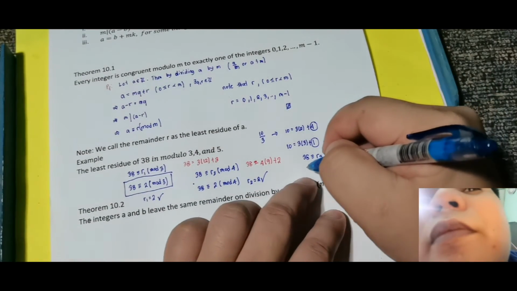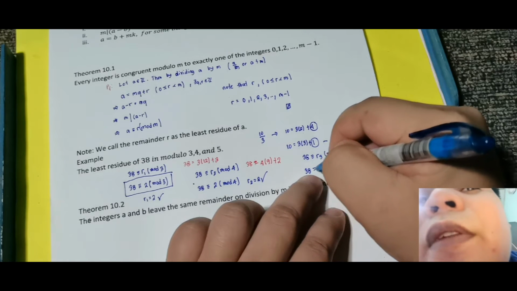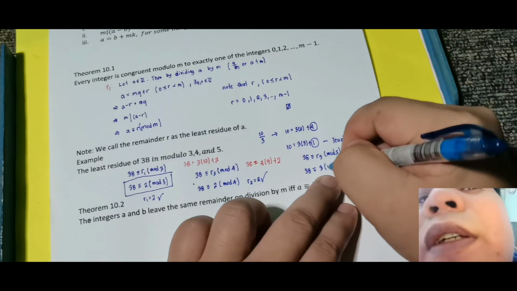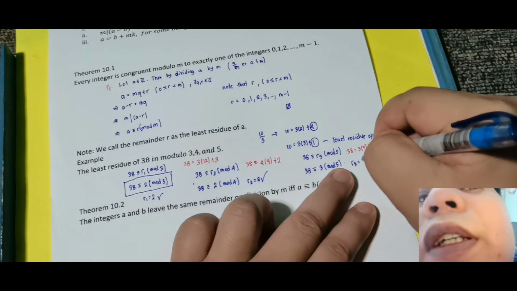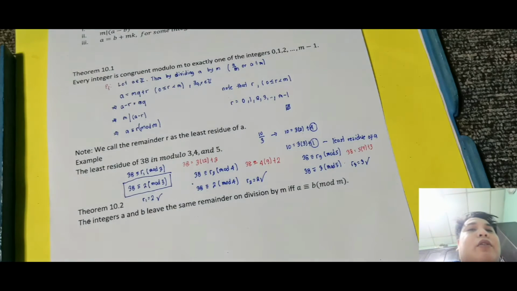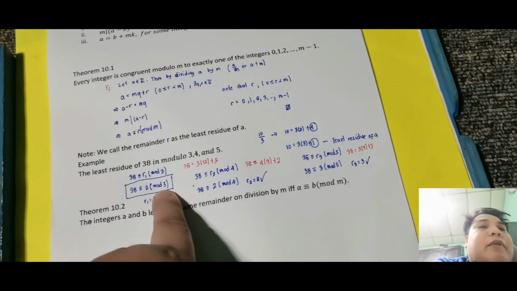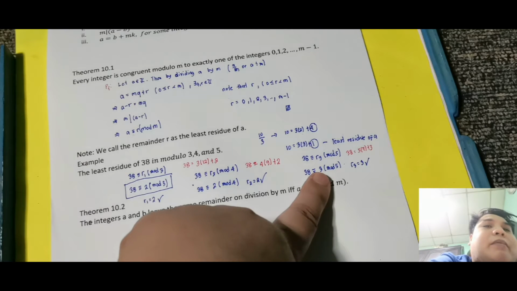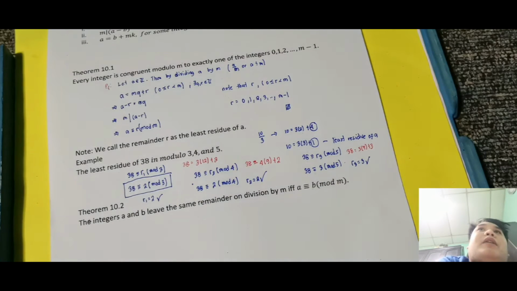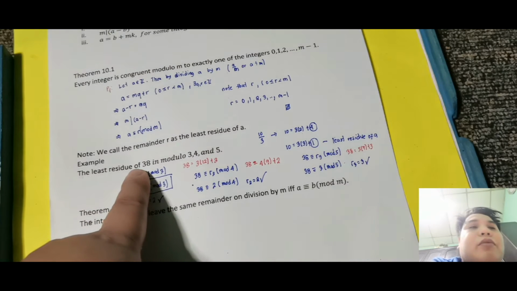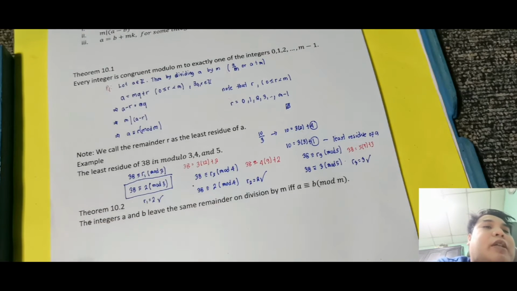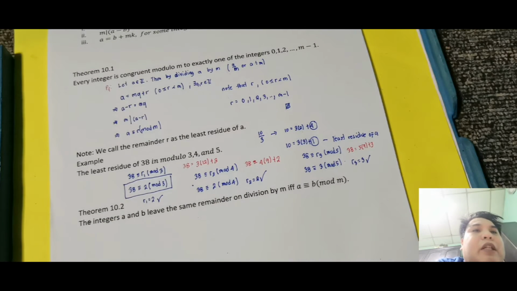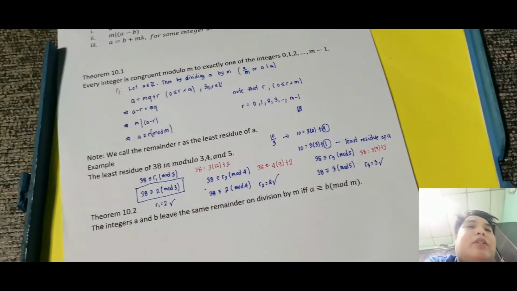So 38 congruent to 3 modulo 5, meaning r sub 3 is equal to 3. Yun yung nakuha. Ito yung least residue niya upon dividing by 3, by 4, by 5. Ibig sabihin, ang modulo is something na dinivide ko siya. Ano yung remainder ko pag dinivide ko siya sa 3? Ano yung least residue, yung pinakamaliit na residue, pag yung 38 dinivide ko sa 3, sa 4, and sa 5? Okay, hoping naintindihan mo yung idea ng least residue.